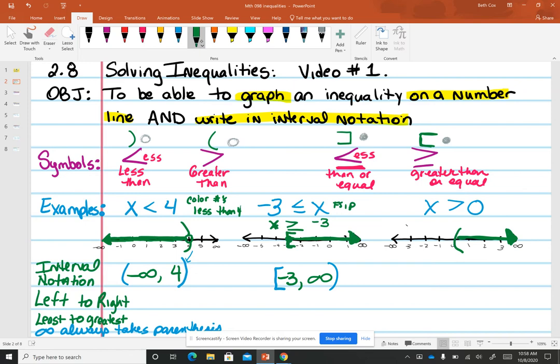All right, left to right. On the left, we have 0. On the right, we have infinity. Infinity always takes a parentheses. This one is not equal, so it's also a parentheses. This is the interval notation. Okay, let's do another one.